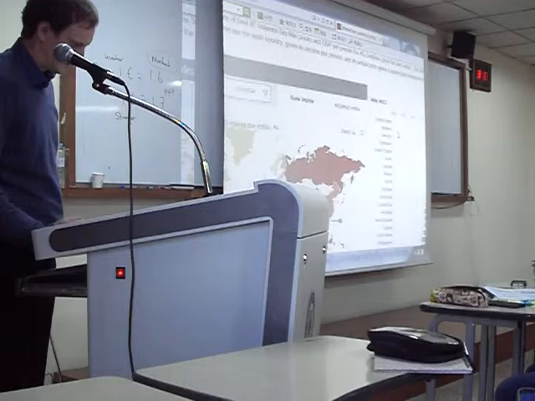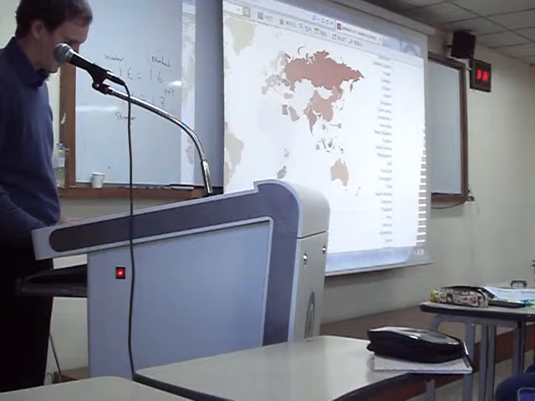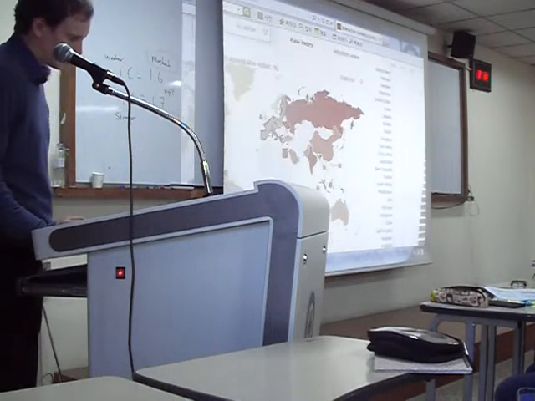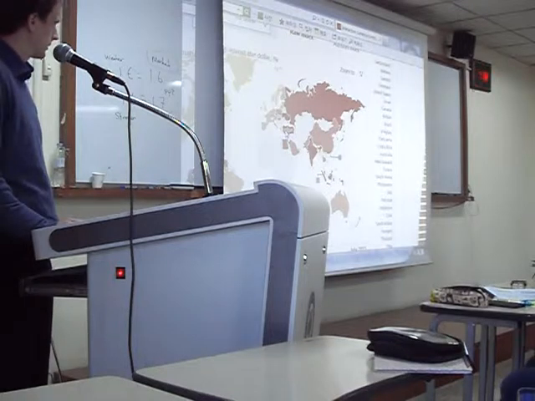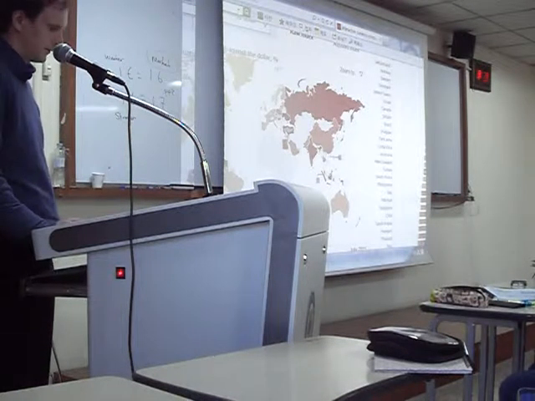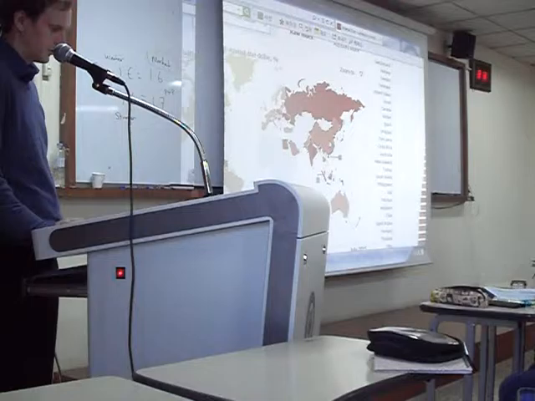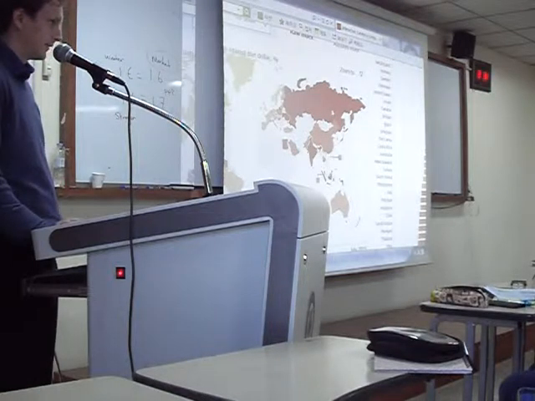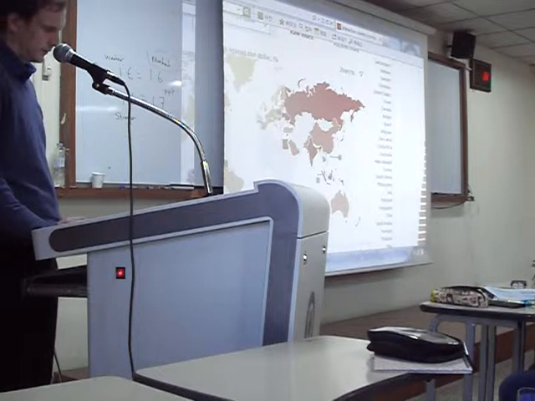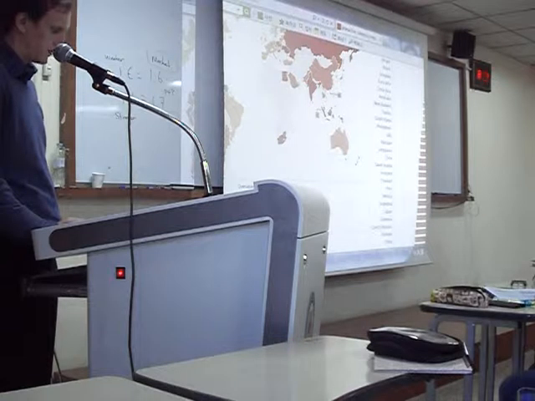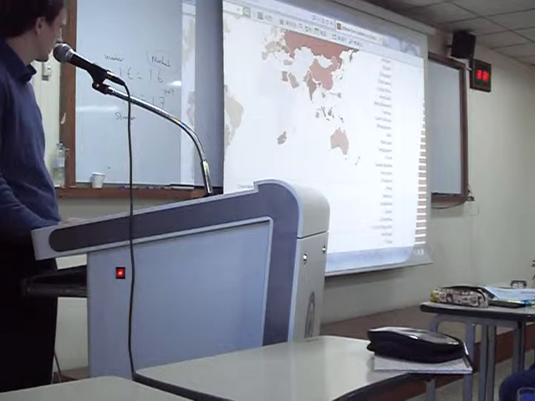So they make a kind of a world map. What do you think the red color is? Overvalued or undervalued? Overvalued. China is overvalued. Undervalued. Russia is overvalued. So the red color is undervalued by more than 50%.